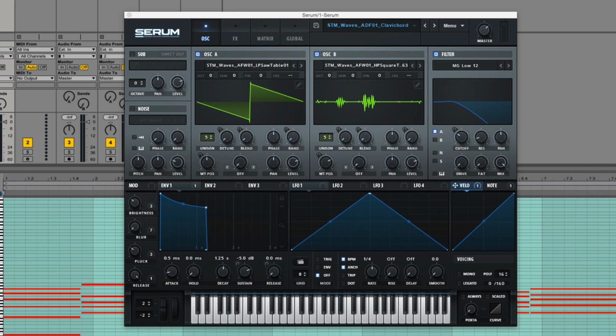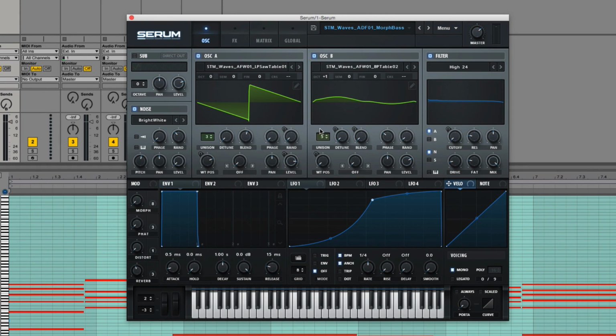So there you have it. That's the Clavichord. All right, next we have the MorphBass, which is basically a saw that transforms into a bandpass table that has a number of harmonics in it.